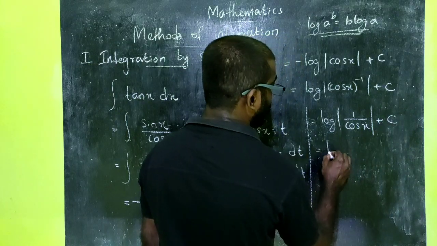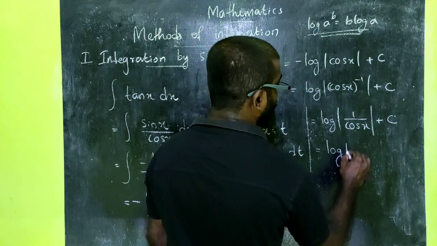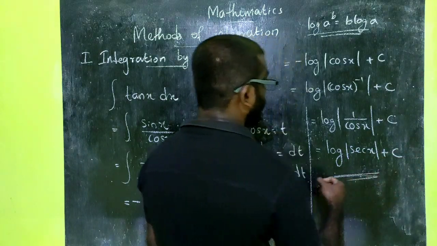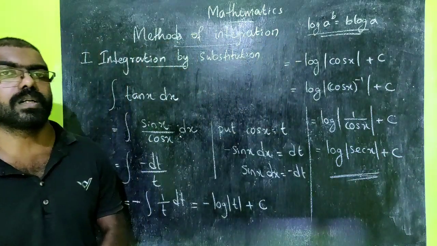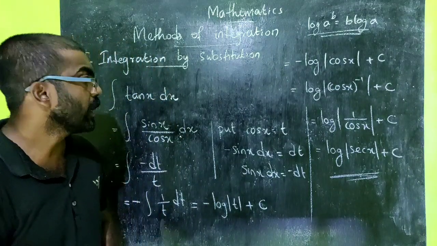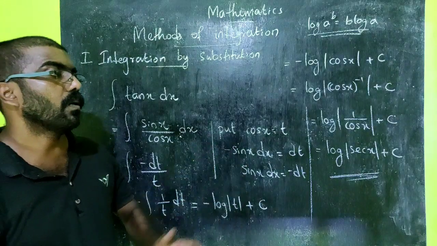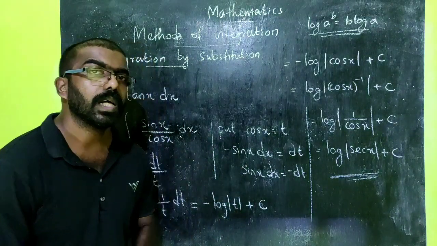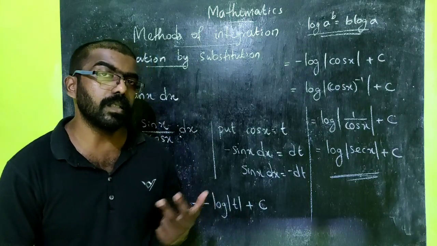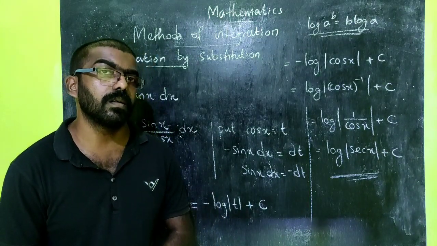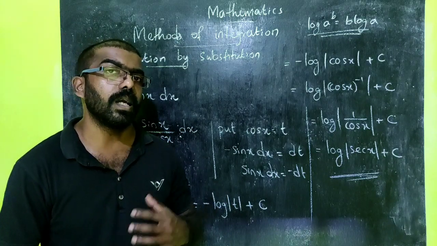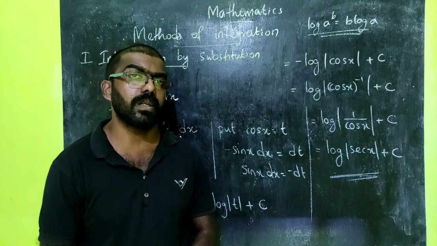And 1 by cos is sec x. So log mod sec x plus c. This is the formula to find the integral of tan x. So integral tan x dx equal to log mod sec x plus c. Similarly, we can find the integral of cot x, sec x and cosec x. This method of finding the integral is known as integration by substitution.